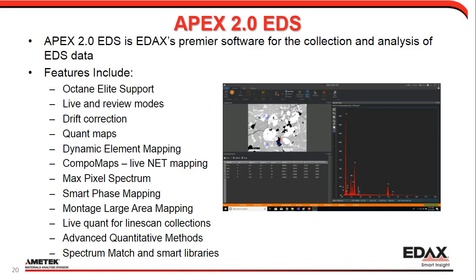This is a list of features I'll cover, mostly mapping and light scan features and advanced quantitative methods. The first thing I wanted to talk about is it supports Octane Elite detectors, which is our high-end detector series. I mentioned in the very beginning that we have a control panel to insert or retract the motorized detector. You can also turn cooling on or off and set count rate and threshold to automatically retract the detector to avoid a long exposure to very high X-ray counts.